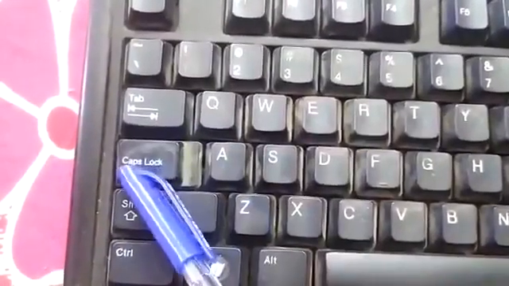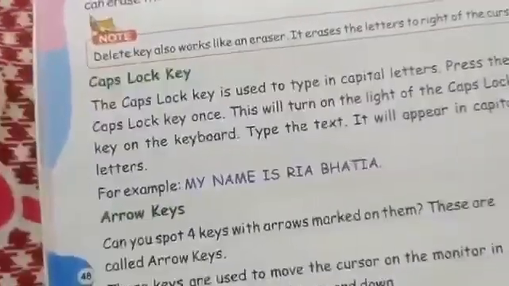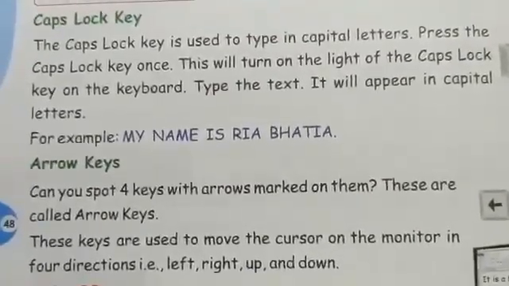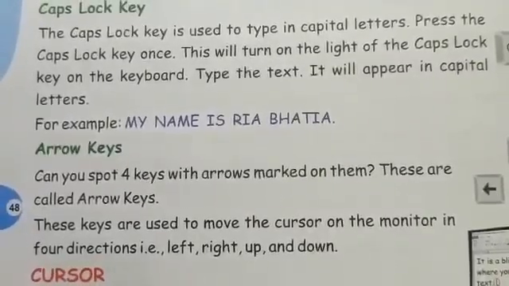As you can see here, in the beginning of this keyboard, from down it is the third line, and it is written here caps, C-A-P-S, caps, L-O-C-K. So to write in capital you have to press this caps lock key. It will be written in capital. And suppose if you want to write in small letters, again you have to press the caps lock key and you will be able to write in small letters.